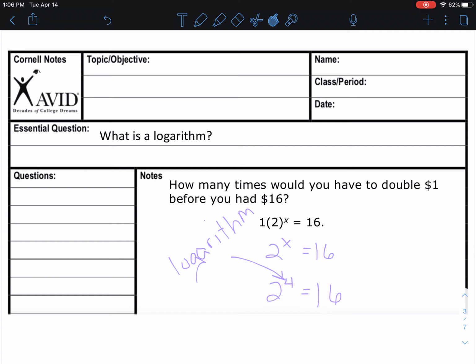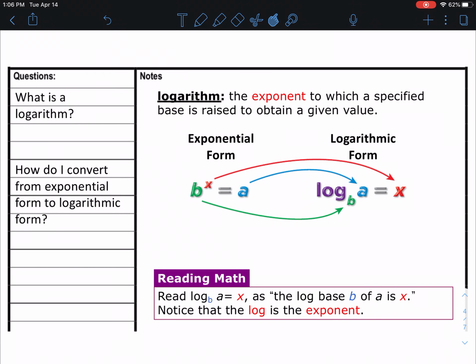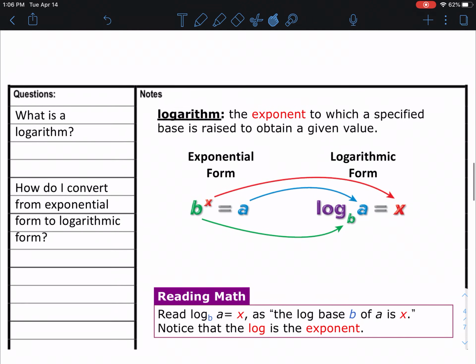And then the next line I wrote there in purple, well, 1 times 2 to the X is just 2 to the X equals 16. And 2 to the 4th power is 16, so you'd have to double it 4 times. So that 4 is your exponent. Another way to say that is your logarithm, and that's what we're going to talk about. You may have noticed the log button on your calculator. So a logarithm is the exponent to which a specific base is raised to obtain a certain value. So really you just need to think the logarithm is the exponent to get a certain value.